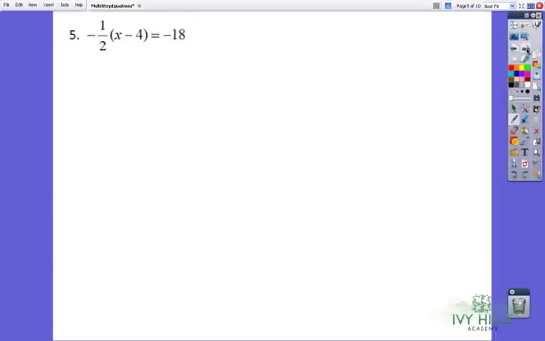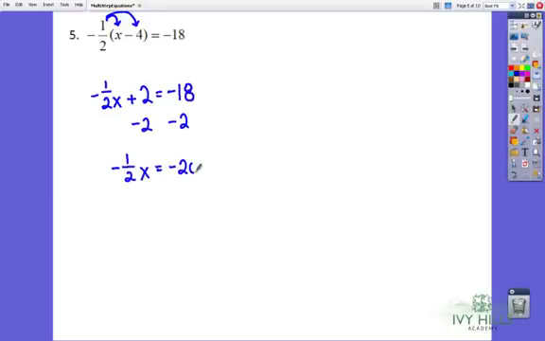Number 5. We could do this a couple of ways, and I'll do them both here. We could actually distribute this negative 1/2 through the parentheses, giving me negative 1/2 x. And then the negative times the negative would give me a positive, and then 1/2 times 4 is 2. So that would equal negative 18. If I subtract 2 from both sides, that would give me negative 1/2 x equals negative 20.